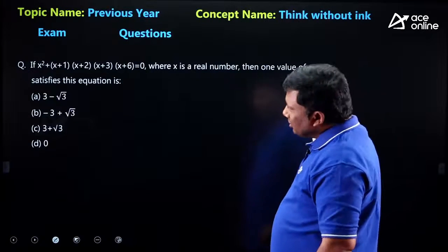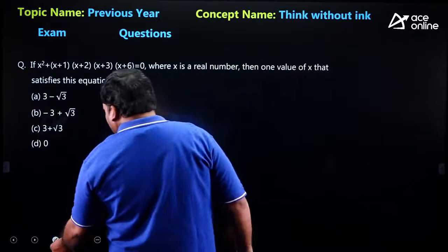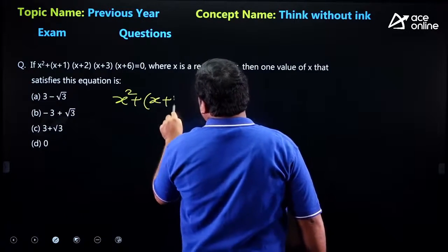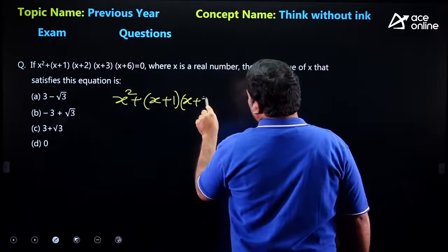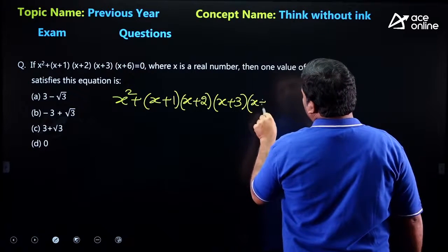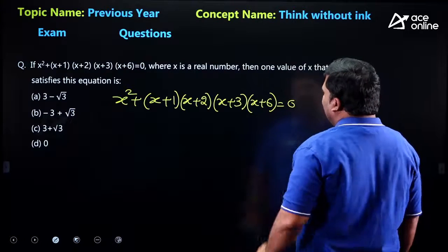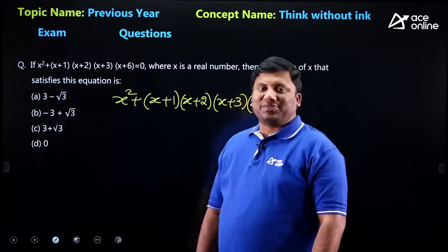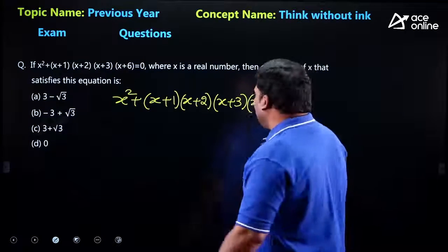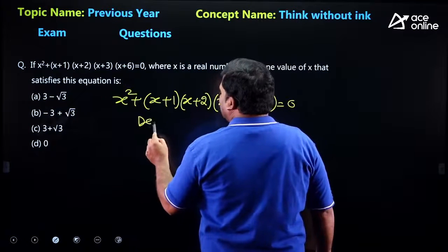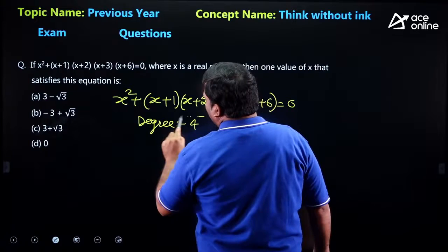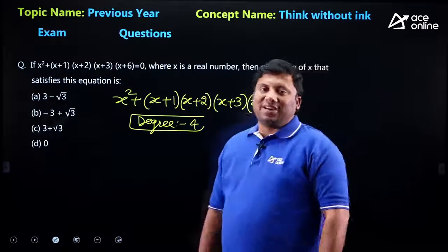Next one. X square plus x plus 1, x plus 2, x plus 3, x plus 6 is equivalent to 0, where x is a real number. Then which value of x satisfies the equation? Most of the students will probably leave this question because the degree of this question is 4. Sir, quadratic itself is very difficult. Now you are giving us a complex equation with degree 4 and asking which value will be there.